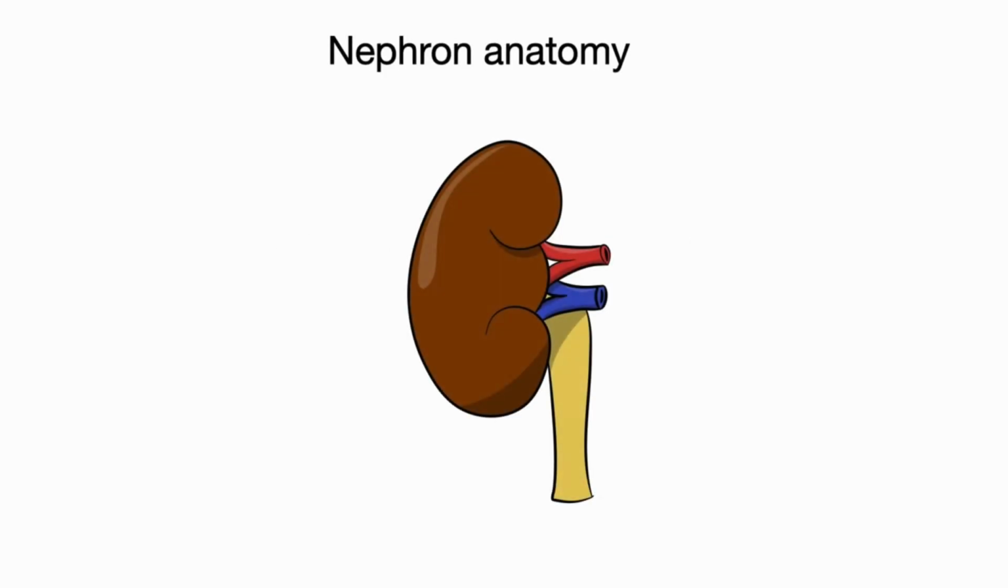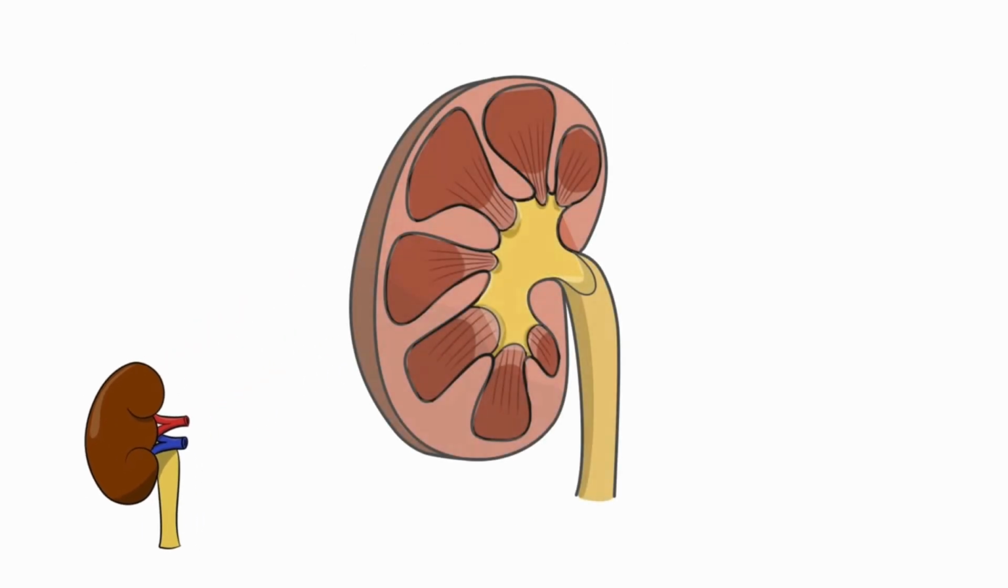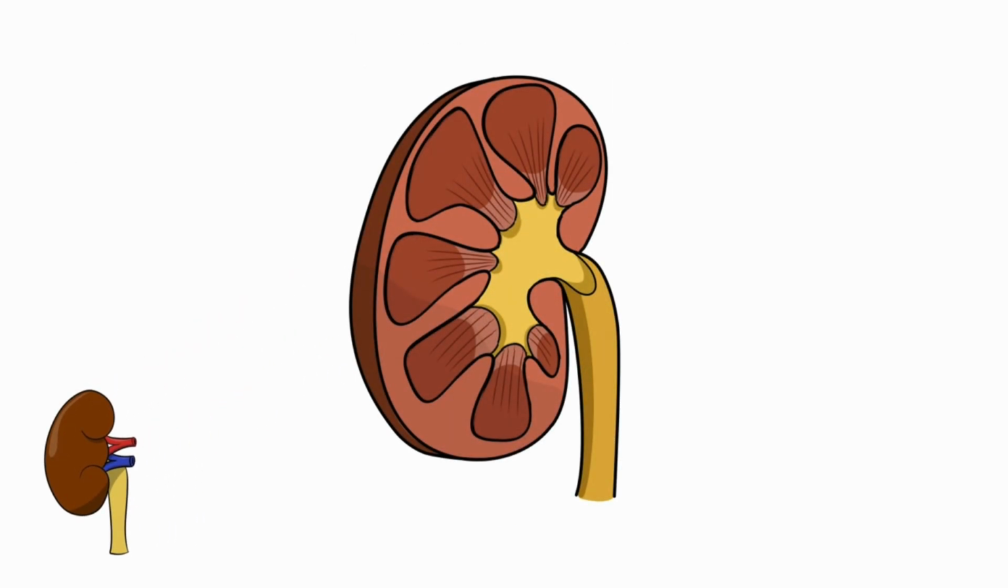In this module, we will be discussing the anatomy of a nephron. The nephron is a functional unit of the kidney, and each kidney is made of approximately 1 million nephrons packed tightly into the kidney. For some background, we will briefly touch on some gross anatomy.